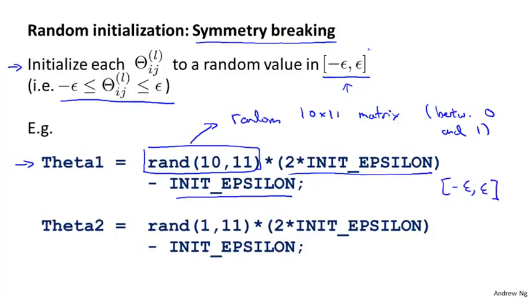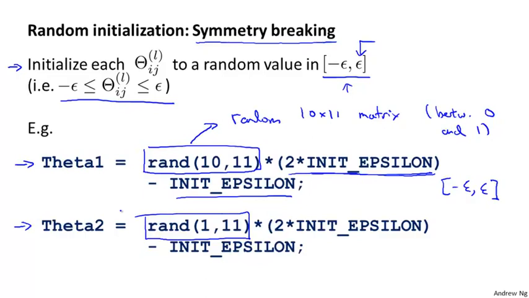And incidentally, this epsilon here has nothing to do with the epsilon that we were using when we were doing gradient checking. When we were doing numerical gradient checking, we were adding some values of epsilon to theta. This is an unrelated value of epsilon, which is why I'm denoting it init epsilon, just to distinguish it from the value of epsilon we were using in gradient checking. And similarly, if you want to initialize theta2 to a random 1 by 11 matrix, you can do so using this piece of code here.